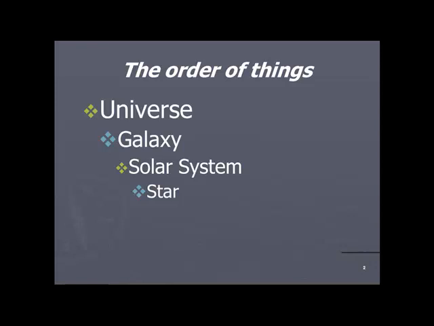The star is the basis of the solar system. Then you have the solar system. Outside the solar system, you have what's called the galaxy, which is a collection of solar systems and stars. Then, when you combine all the galaxies together, we have what we call the universe.